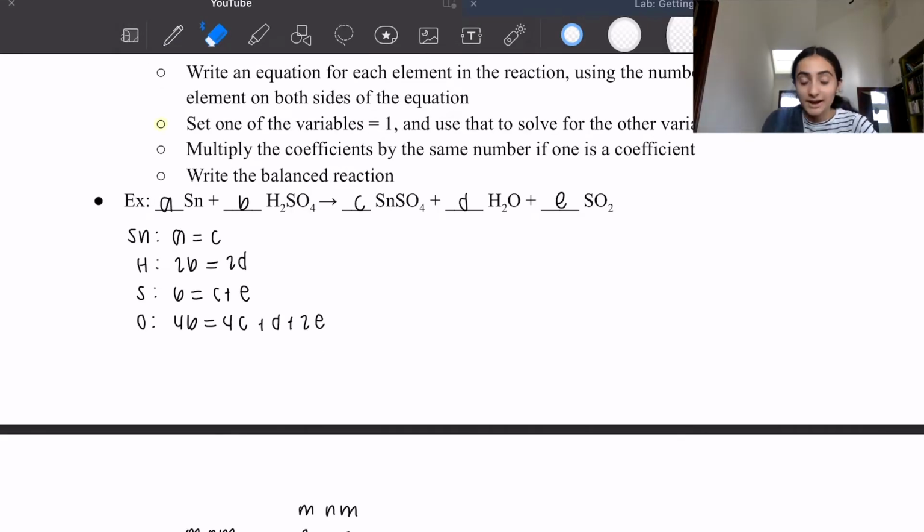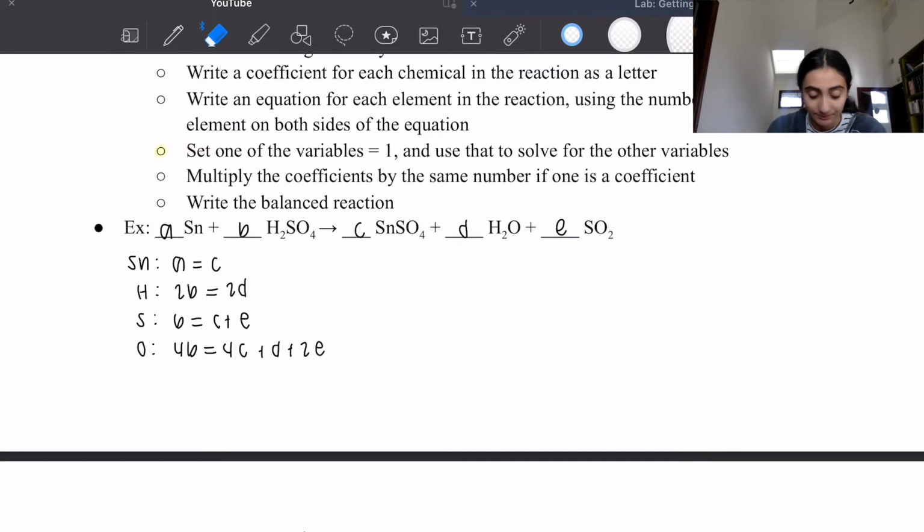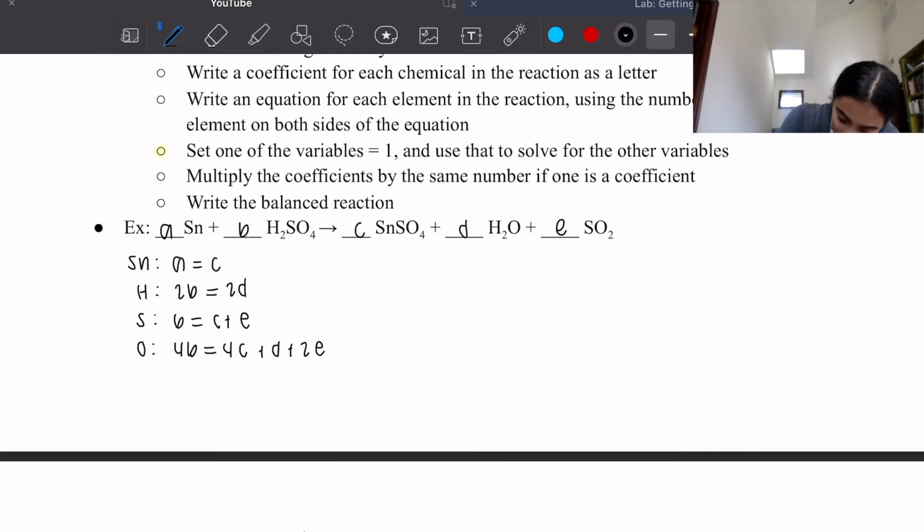Okay, so now what I'm going to do is the next step, set one of the variables equal to 1 and then use that to solve for the other variables. However, before I do that, I'm going to see if I can simplify any of my equations just because it will make it a little bit easier to solve for the variables. So I can simplify my hydrogen equation and just write B equals D.